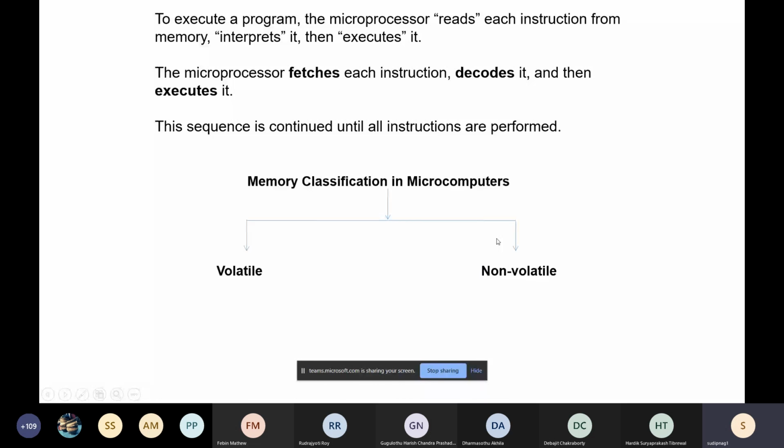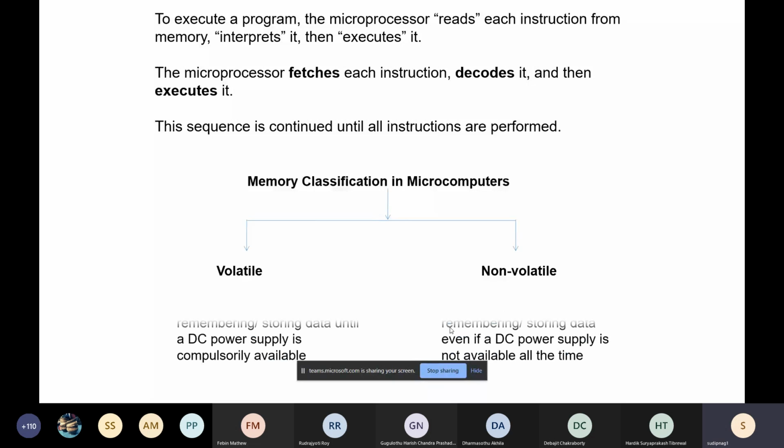Okay, so we were discussing memories, and memories are classified into two main categories: volatile and non-volatile. Volatile memories only remember data whenever the power supply is available and turned on. Whereas non-volatile memories are permanent kinds of memories, where the data stored in the memory is remembered even if the power supply is turned off. And power supply means always DC power supply for memories.